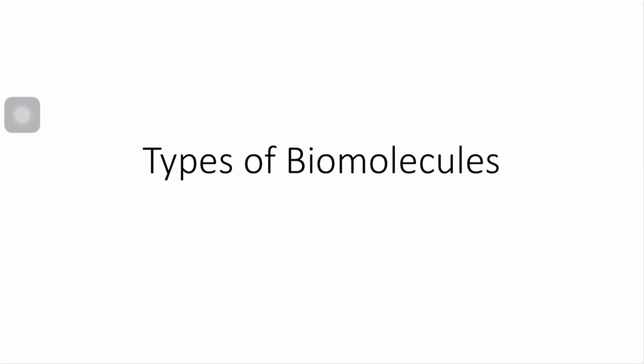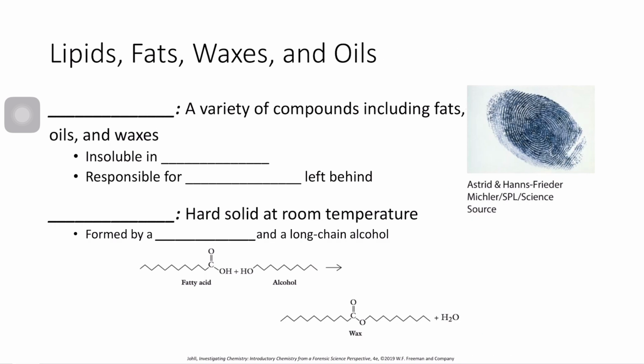Let's talk about the types of biomolecules. The first one we're going to talk about are lipids. Lipids are compounds that can include fats, oils, and waxes. They are insoluble in water, and they are responsible for fingerprints that are left behind, which is a very important tool in forensic chemistry.